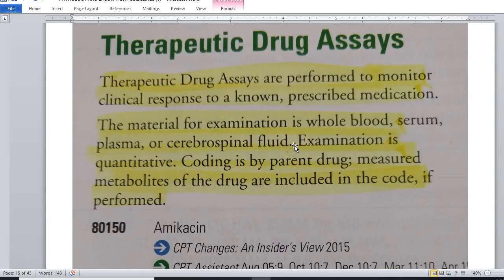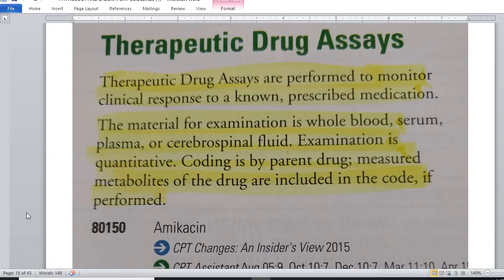Now, pages 519 going into 520 is the definitive drug class listing, and then we start with what we call therapeutic drug assays. Therapeutic drug assays, as they say, are performed to monitor clinical response to a known prescribed medication. The material for examination is whole blood, serum, plasma, or cerebrospinal fluid. Examination is quantitative. We're looking at how much.